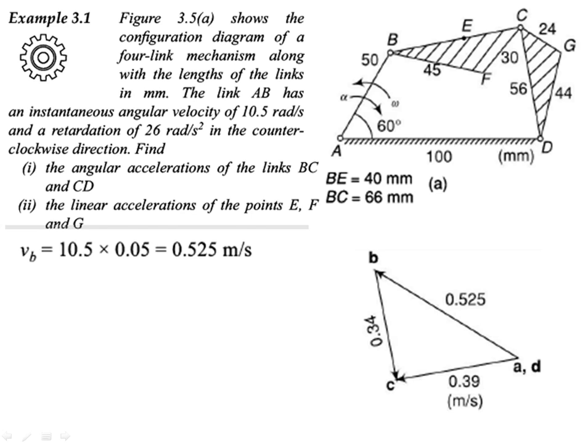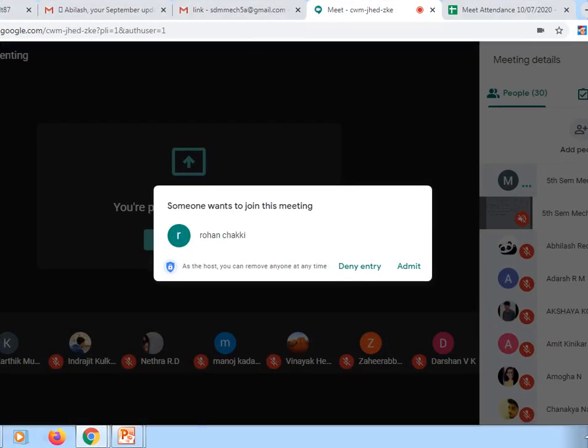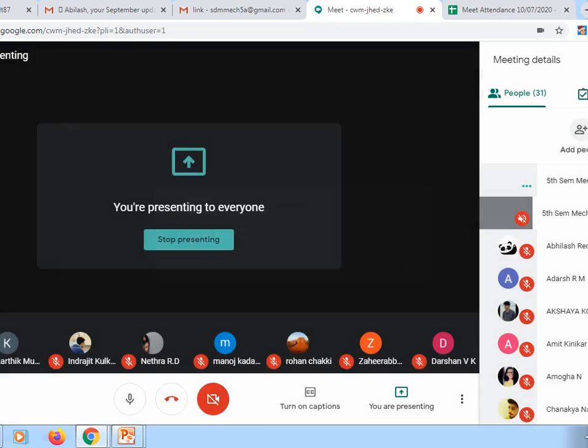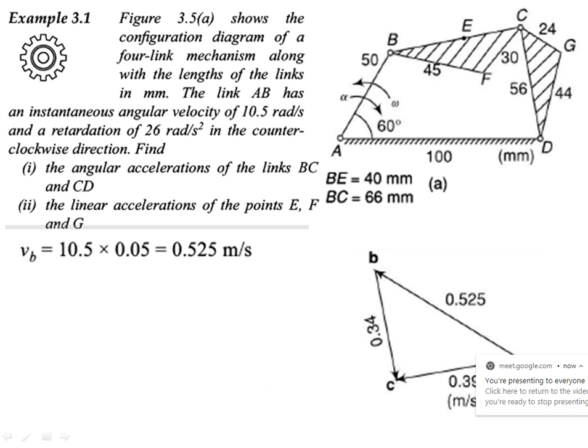Then from B to C, perpendicular to BC, so draw a straight line here perpendicular to BC. Then from D to C, whatever is there, perpendicular to this line, you can just draw a perpendicular line from CD, and it will intersect at one point, and that point will be point C. So you can show the arrow mark like this: A to B, then B to C, and then D to C. Okay, so this is the velocity diagram.